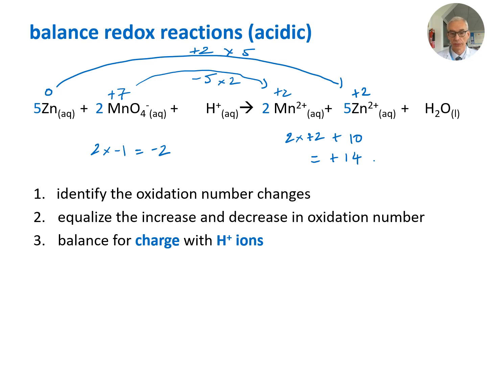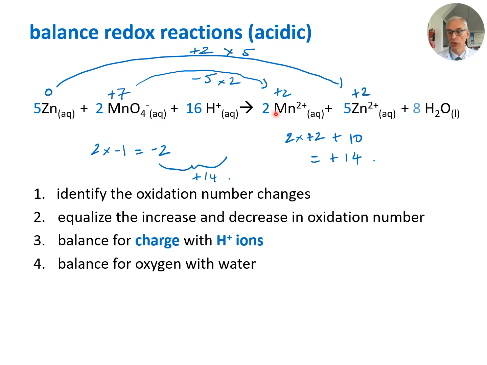So how are we going to balance? Well, we need to add, obviously, 16 hydrogen ions. If we put in 16, that will take us to +14 on the left-hand side, which means we are balanced for charge. Now, we balance for oxygen with water. Well, we've got 8 oxygens, 2 times 4, so we need 8 waters. And our final check, we've got 16 hydrogens on each side. So the previous 4 steps were correct.